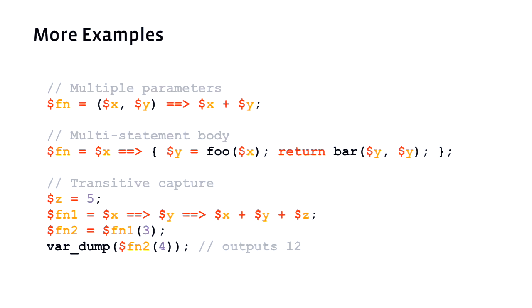So even though Z doesn't get referenced by the outer Lambda expression formally, it gets referenced by the inner one. We make sure that that works. So you can see this ends up adding the 3 numbers, 3, 4, and 5, and you get 12.